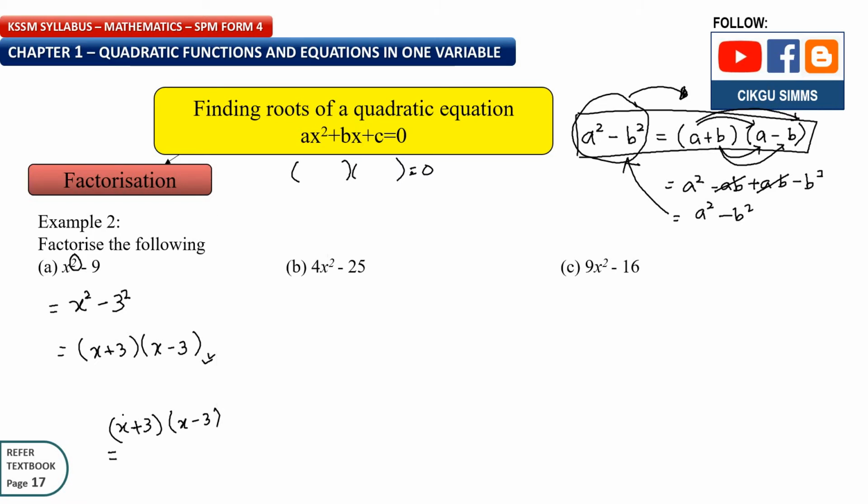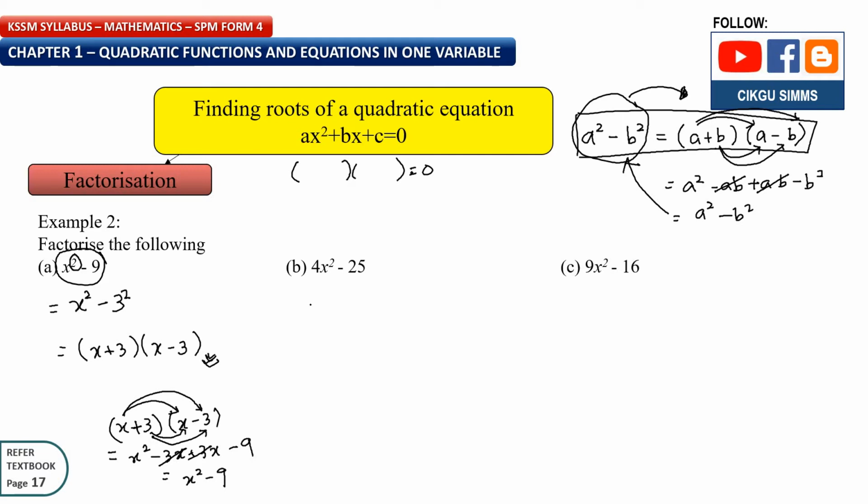Okay, so x times x, you get x squared, and then minus 3x, plus 3x, minus 9. Negative 3x plus 3x, these two are gone. And then what is left? x squared minus 9. You see, same as the question. That means your factorization is correct.